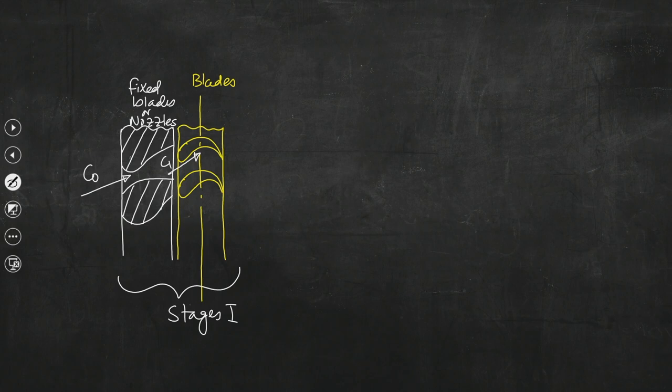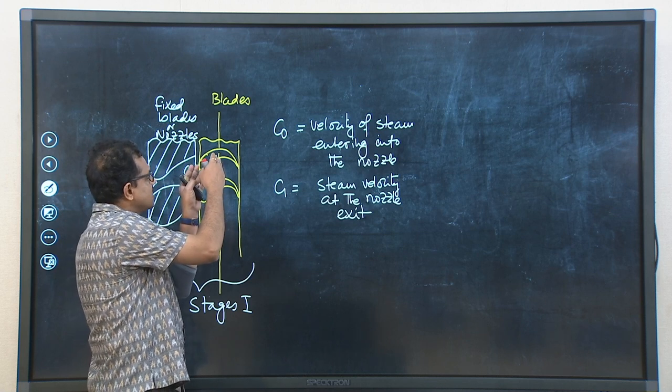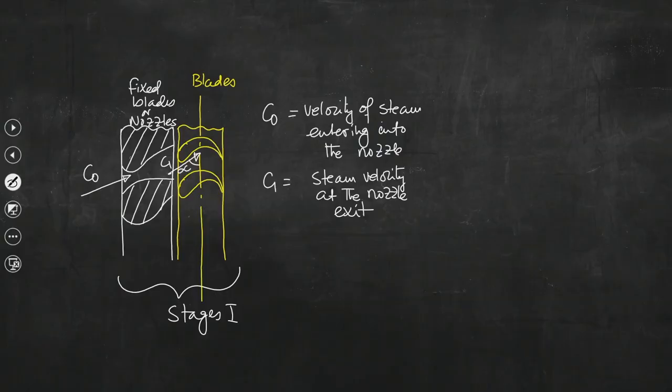So that C1 is the exit velocity. C naught is the velocity of steam entering into the nozzle. C1 is the steam velocity at the nozzle exit. Okay. And the nozzle is striking the blade or blades at an angle, say this is alpha. So this angle is the flow angle, or alpha. So this alpha is the flow angle.